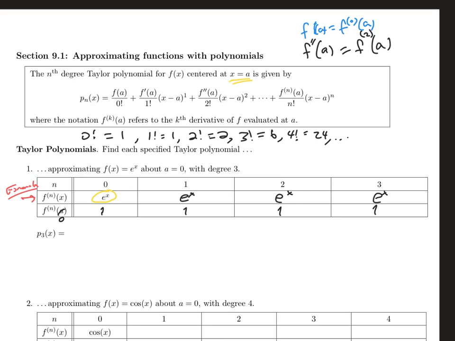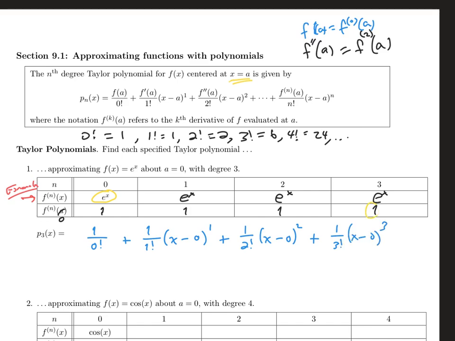Okay, so if I follow the formula for the Taylor polynomial, I have 1 over 0 factorial plus 1 over 1 factorial times x minus a, which is x minus 0, to the first, plus 1 over 2 factorial x minus 0 squared plus 1 over 3 factorial x minus 0 cubed.